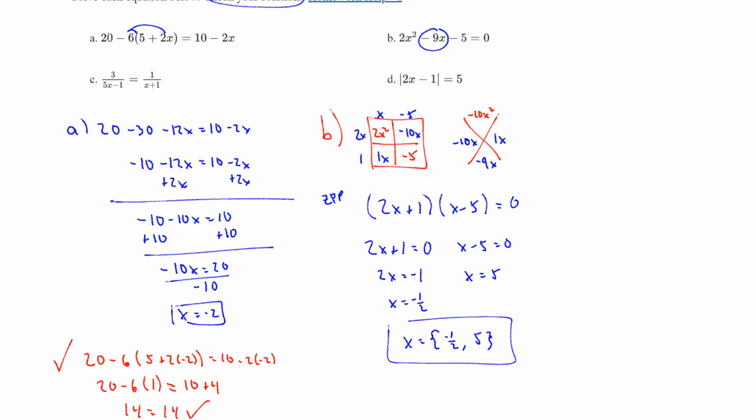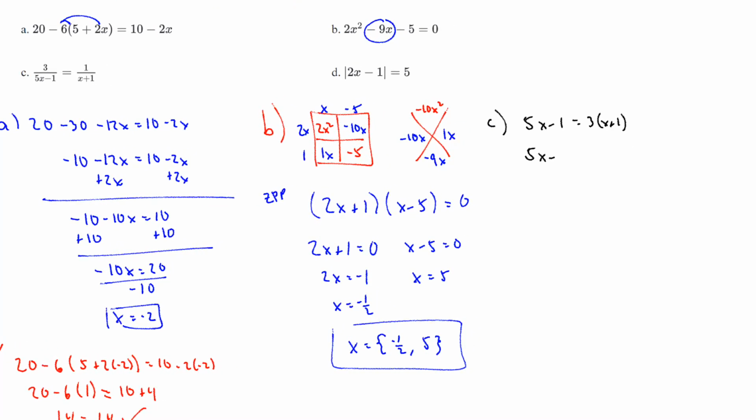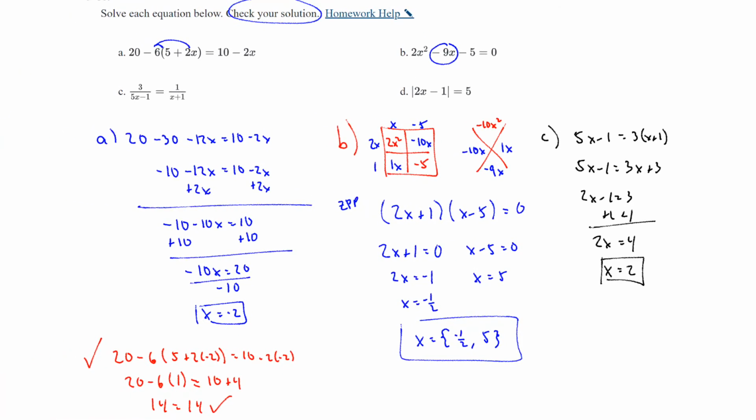All right, we're going to move on to C. C, we have 3 over 5x minus 1 is equal to 1 over x plus 1. I'm going to cross multiply here. That will give me 5x minus 1 times 1, which is still 5x minus 1, and then 3 times x plus 1. All right, now I'm going to go ahead and distribute. That's 3x plus 3. Subtract 3x. Add 1. 2x is equal to 4. Divide by 2. x is equal to 2. And once again, you can plug that back into your original and see that it works.